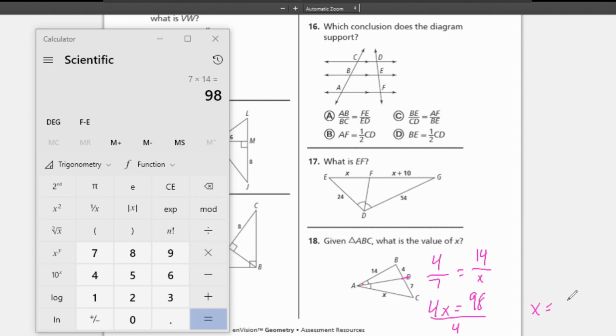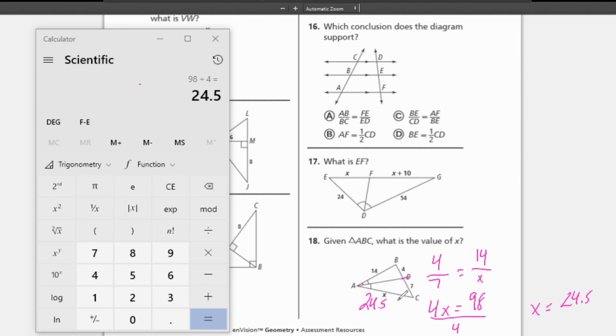This is going to be 24 and a half, because 25 times 4 is 100 minus 2, which is half of 4, but let's double check. Oops, where are we at? Oh, because I have this on. 98 divided by 4 is 24 and a half. So that's our x, 24 and a half.